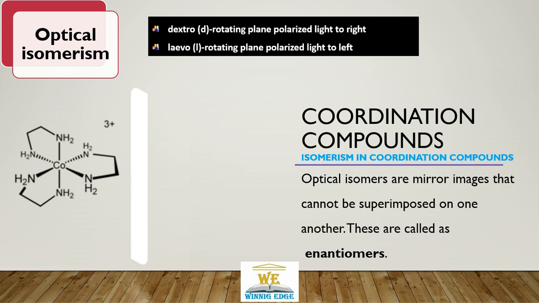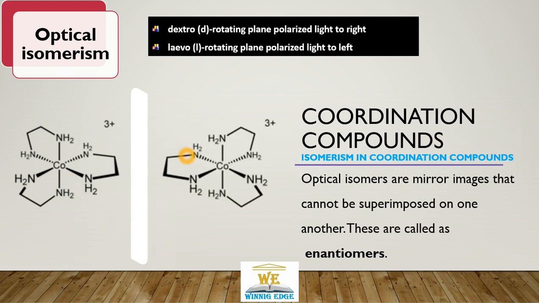Here we have a cobalt complex with tris(ethylenediamine). So what happens? If we take a mirror image of this compound, here we get exactly a mirror image. Here ammonia is back, this is back, same bonds are back, and this is coming to the front, right? This is coming front, and these two nitrogen atoms are in axial positions.